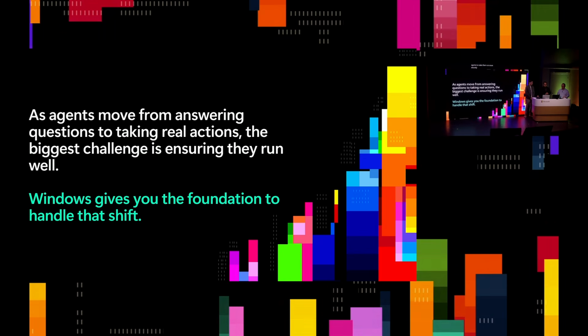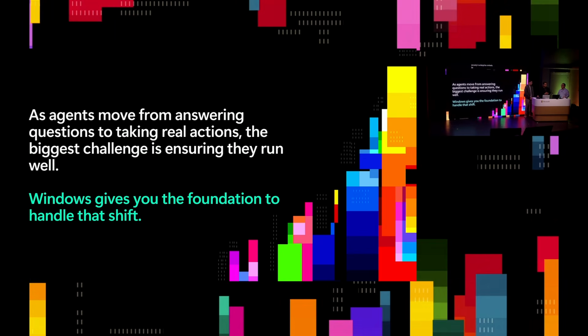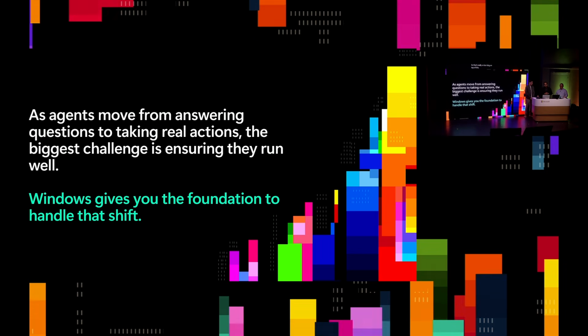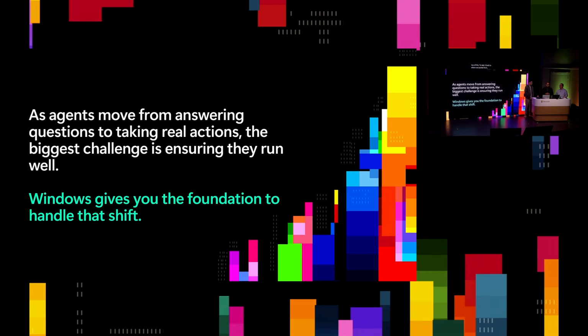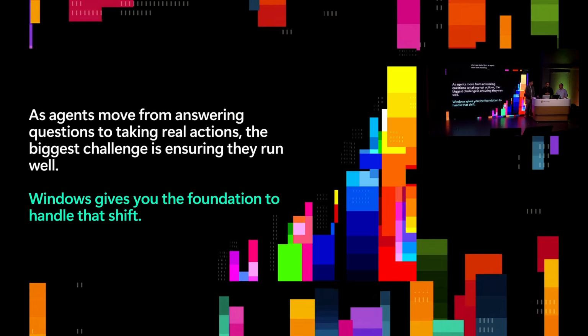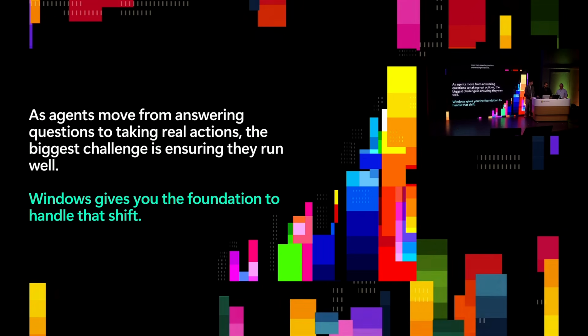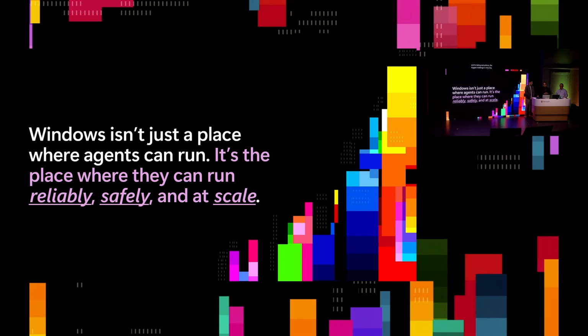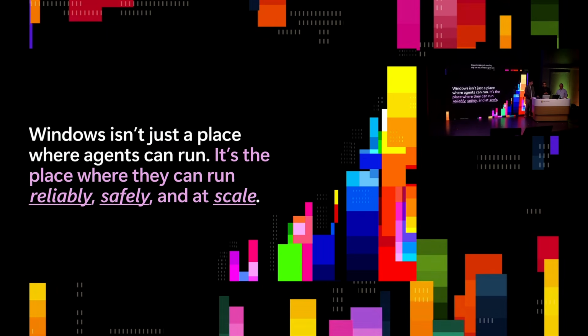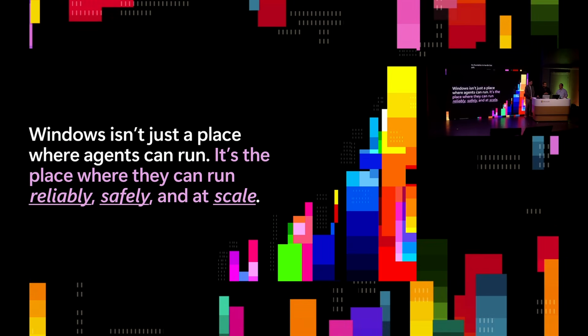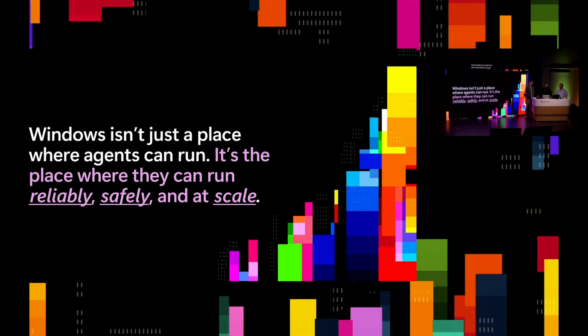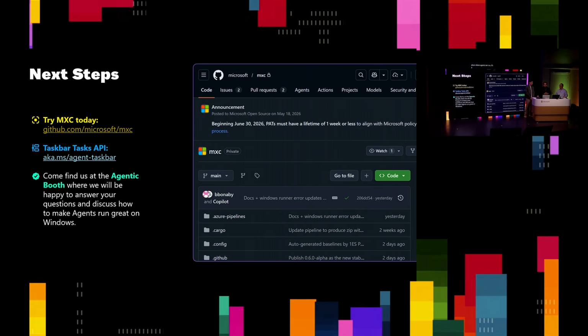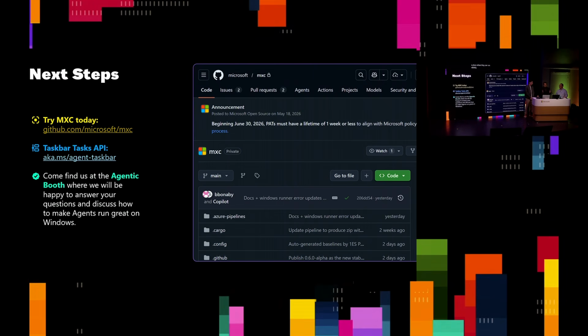To take it back to where we started from, as agents move from answering questions to taking real actions, the biggest challenge is ensuring they run well. Windows gives you the foundation to handle that shift, and Windows isn't just a place where agents can run. It's a place where they can run reliably, safely, and at scale. And with that, if you haven't done so yet, try MXC right now. What are you waiting for?